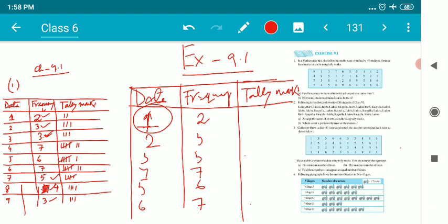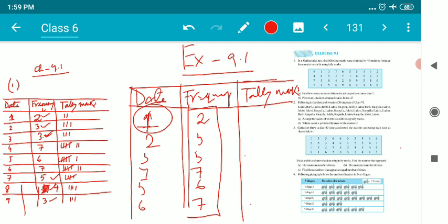So after completing it, what do we need to check? We need to check by adding all these frequencies whether the total comes to 40 or not. The total number of data is 40, as 40 children took part in the exam, so we just need to add up whether it comes to 40. If it comes to 40, it is absolutely correct. If it is not 40, that means we have made a mistake in counting somewhere.